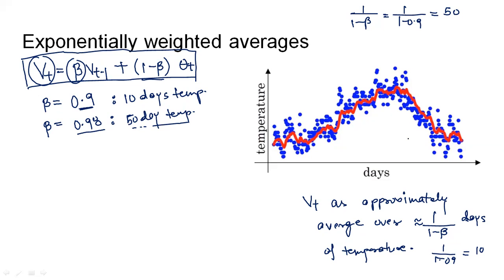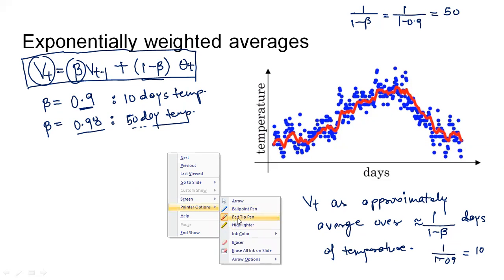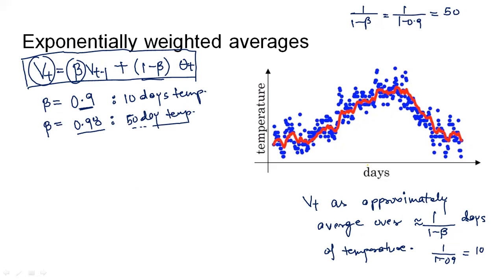Now let me change the color of my ink so it would be quite visible to you. If I now take the value of beta as 0.98, then what would my graph be like? It would be somewhat like this curve.